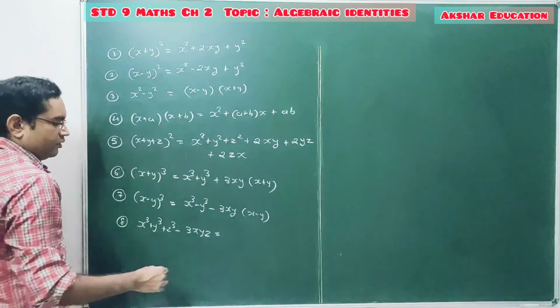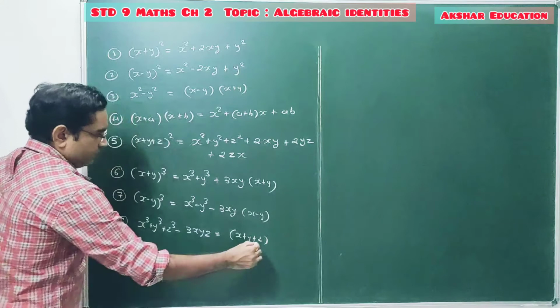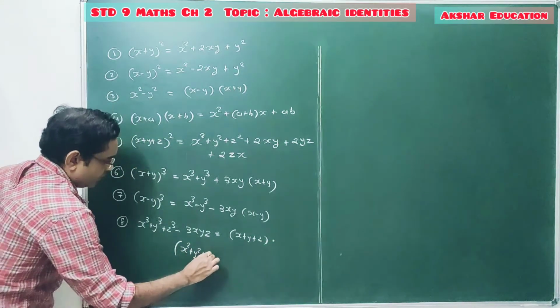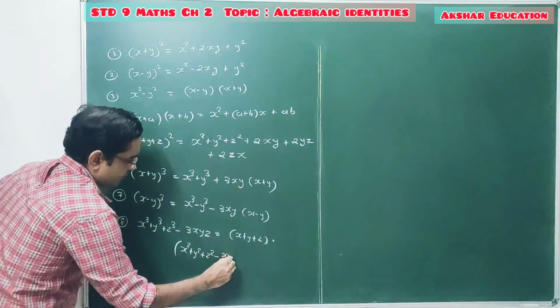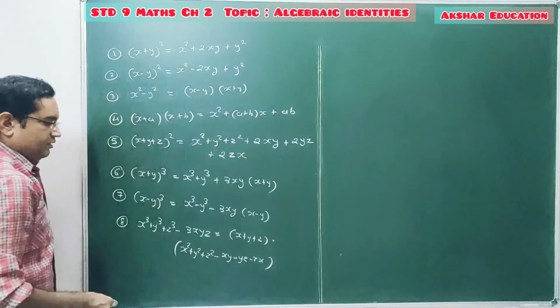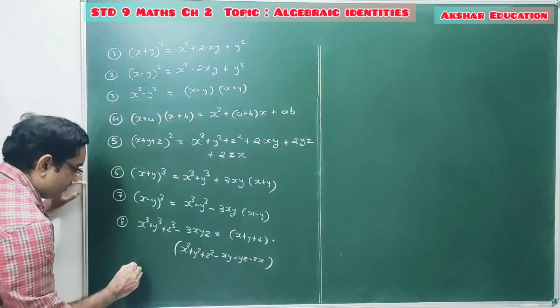3xyz, and that is equal to x plus y plus z into x square plus y square plus z square minus xy minus yz minus zx. In the 8th identity, one more case is there.